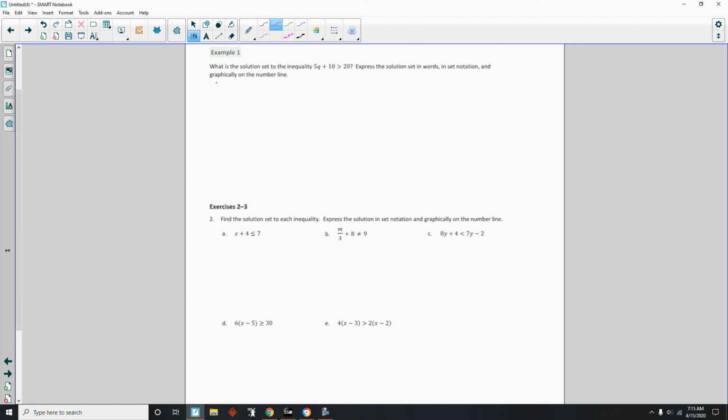Okay, so 5q plus 10 greater than 20. Subtract 10 from both sides. 5q is now greater than 10. Divide both sides by 5. 5 is positive, so my inequality is still going to be greater than. So q is greater than 2.